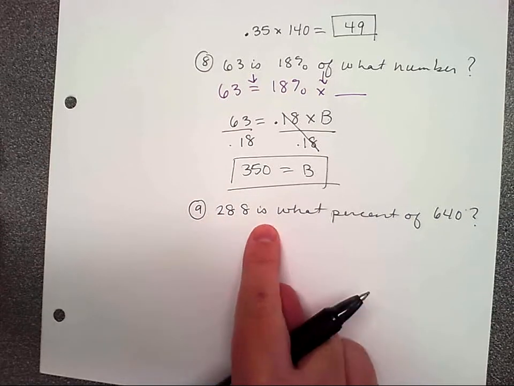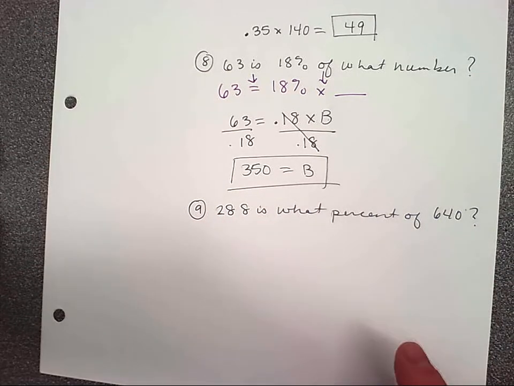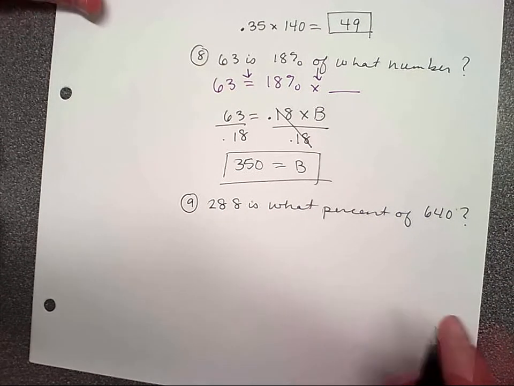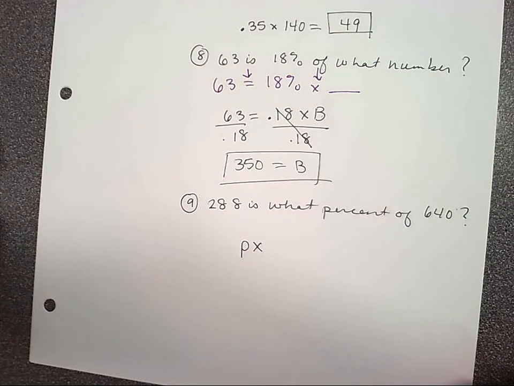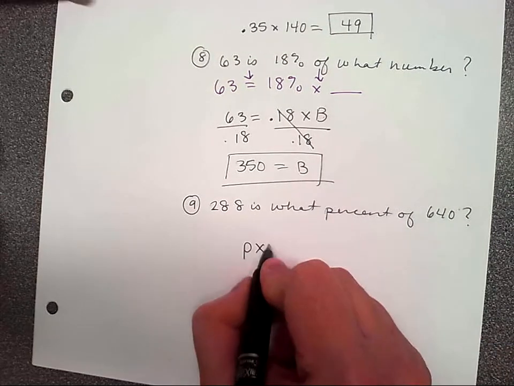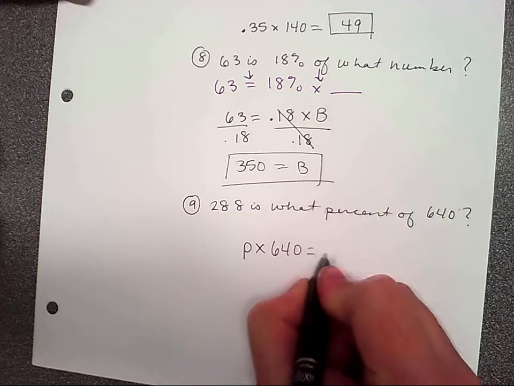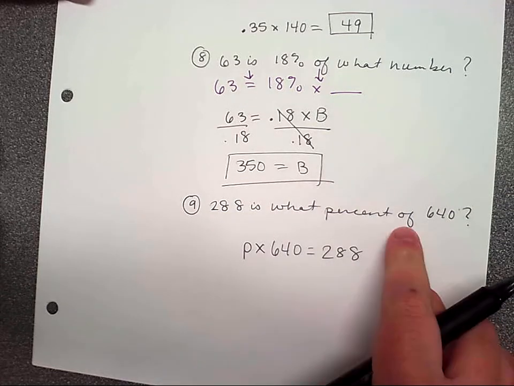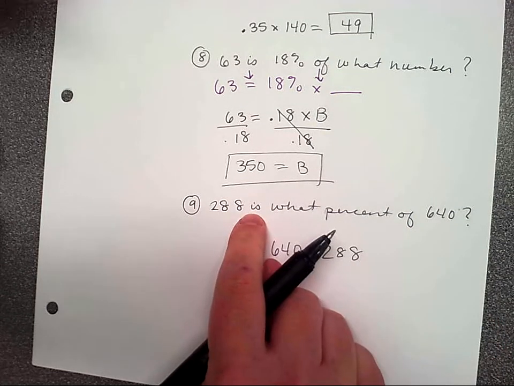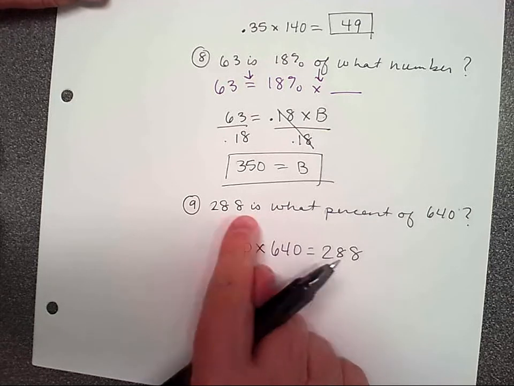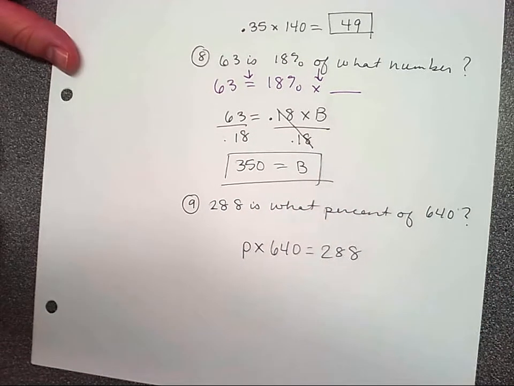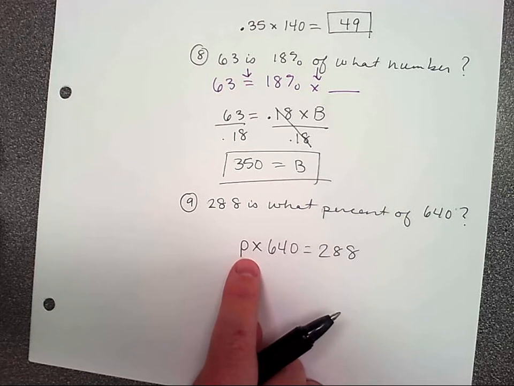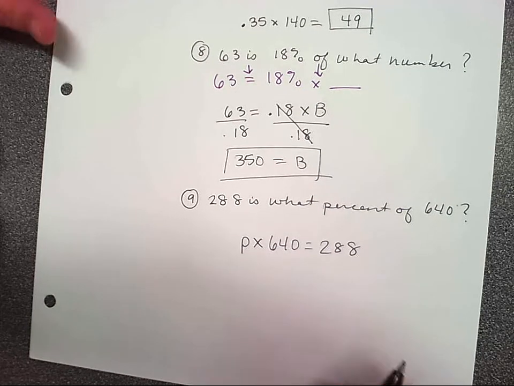Okay, so 288 is what percent of 640? So I'm looking for the percent. Okay, which one is my base? 640. 288 equals question mark of 640, right? Of is multiplication, is equals. Or P for percent. Okay, how do I solve for P?